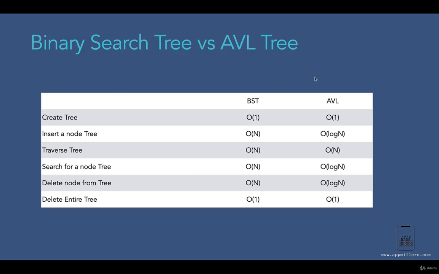Creating a binary search tree and an AVL tree are the same. In this case, we are just creating a root node and setting it to null. So that's why in both cases, the time complexity is O(1).